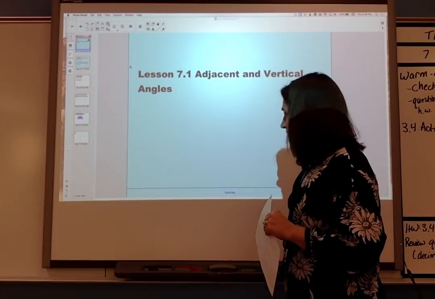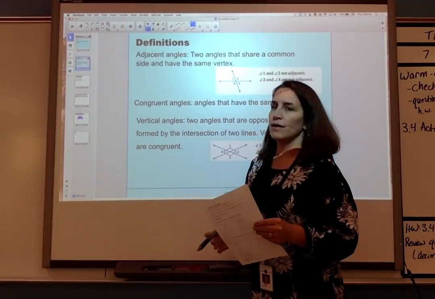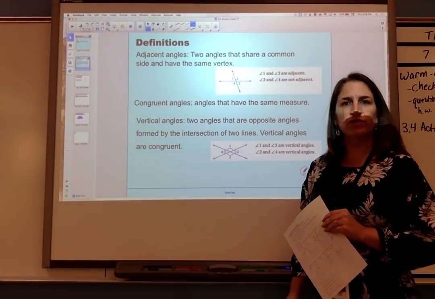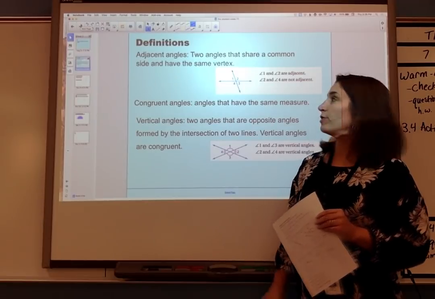Vertical angles. Let's go ahead and start with some key vocabulary. So adjacent angles are two angles that share a common side and have the same vertex.